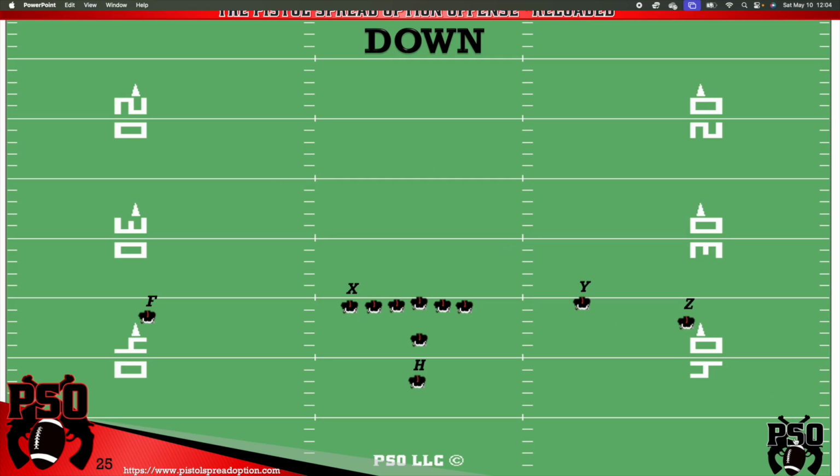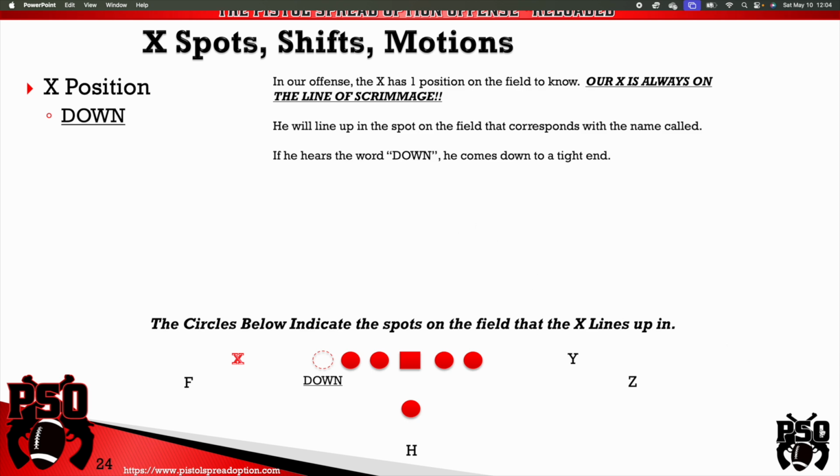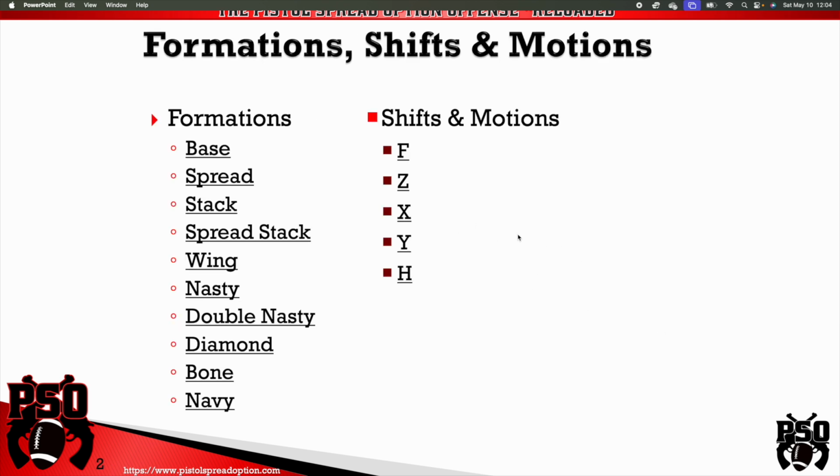So the X and the Y have it easy. They're always on the line of scrimmage, and they only have one word to worry about. For the X, it's down. For the Y, it's tight. Now, can I use those combinations?